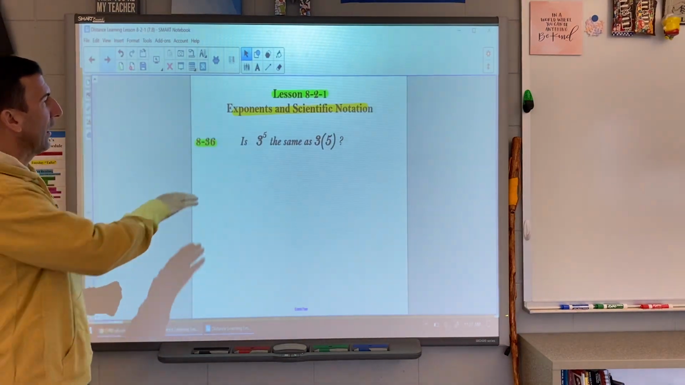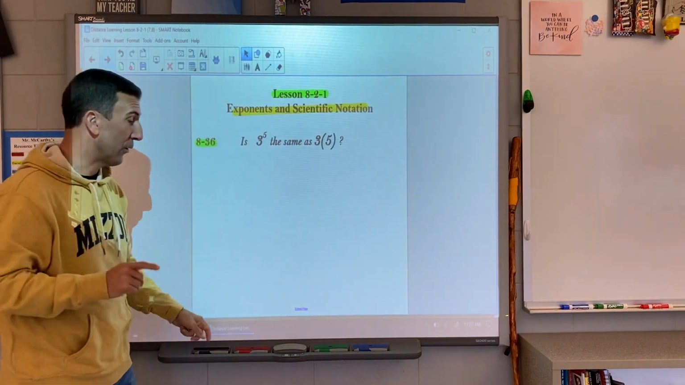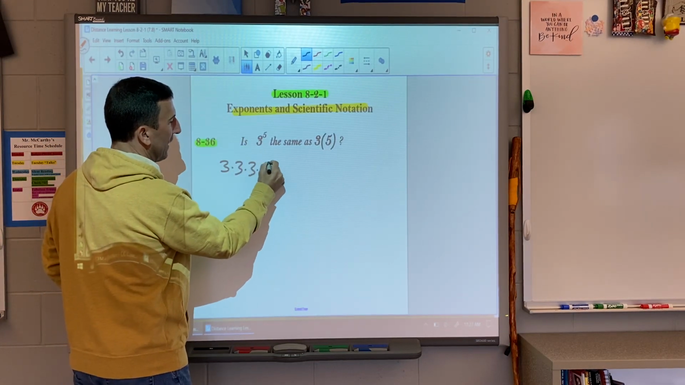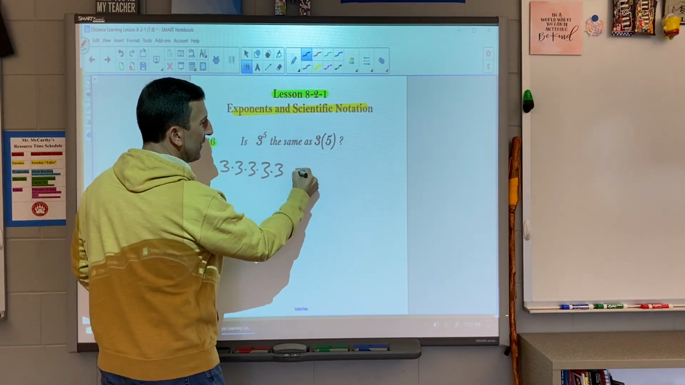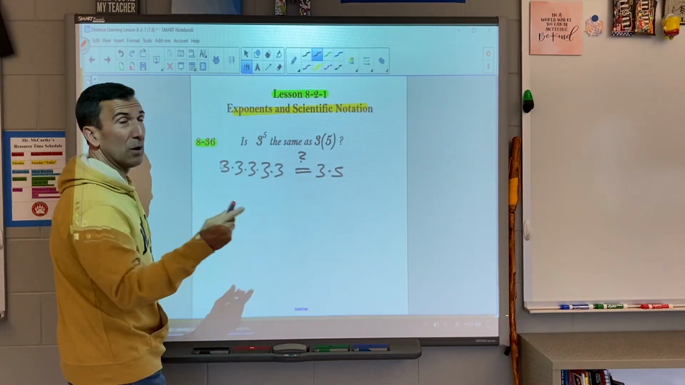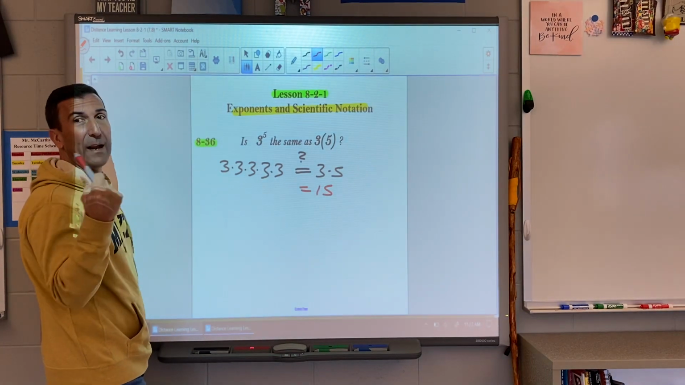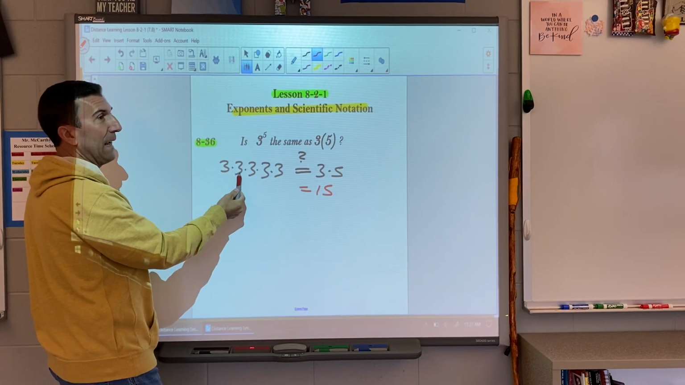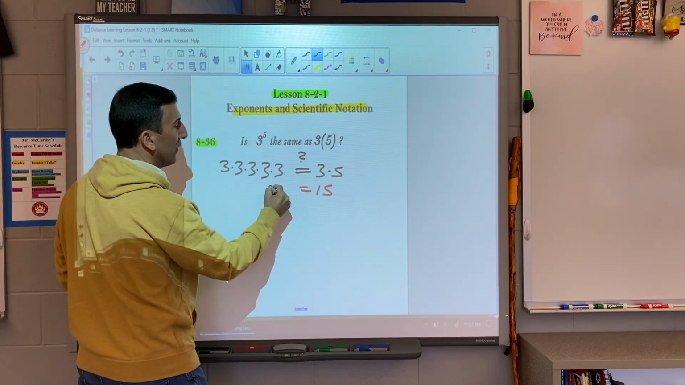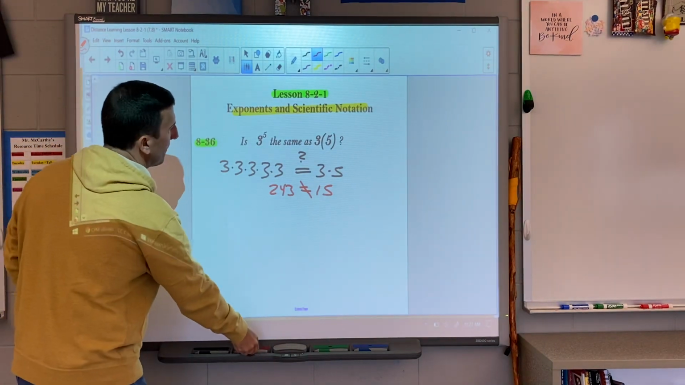So 8-21, our first one was 8-36. Is 3 to the 5th power the same as 3 times 5? If you remember, 3 to the 5th power was 3 times 3 times 3 times 3 times 3. And the question is, is that equal to 3 times 5? If we set this up, and it might have been Elise who figured this out, 3 times 3 was 9, times 3 was 27, times 3 was 81, and then this was 243, and we know those two aren't equal. Okay, so a little refresher.